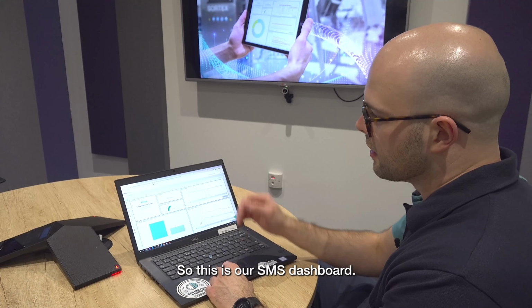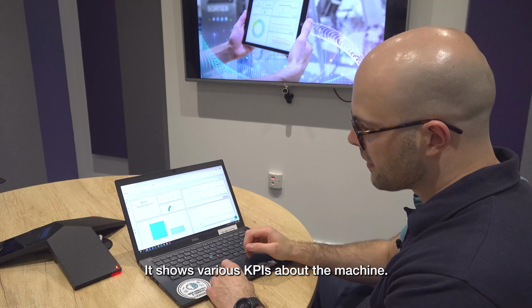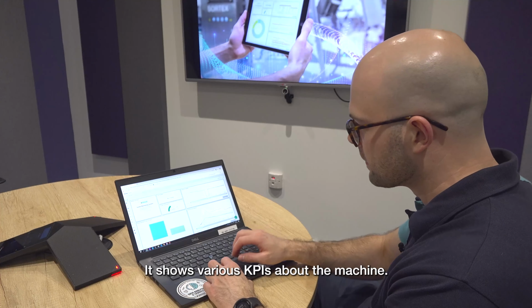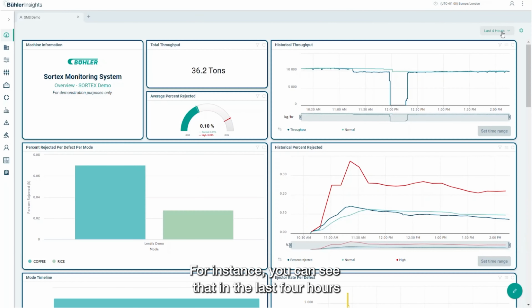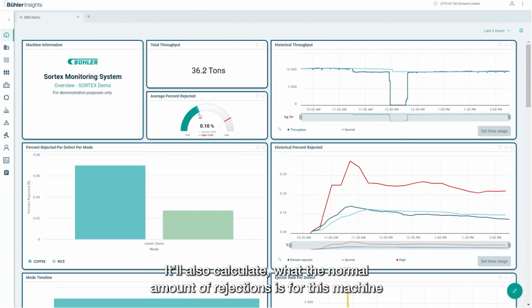So this is our SMS dashboard. It shows various KPIs about the machine. For instance, you can see that in the last 4 hours, the machine processed 36.2 tons of material, and of that material it rejected about 0.1% of the material. It will also calculate what the normal amount of rejections is for this machine for the specific mode, and in addition to that, what a high level mark should be.